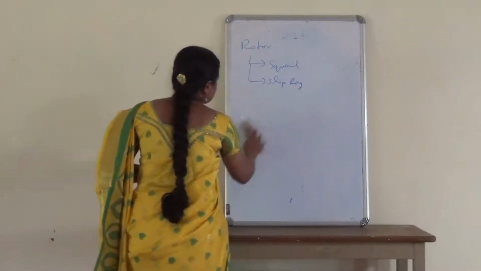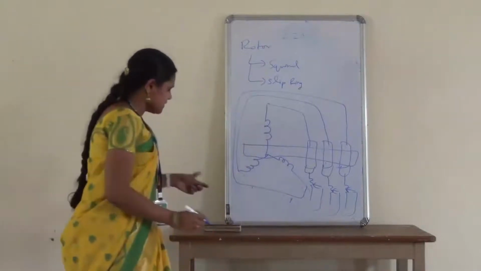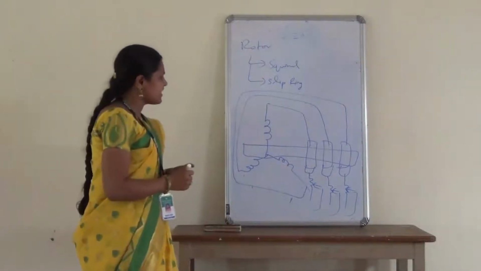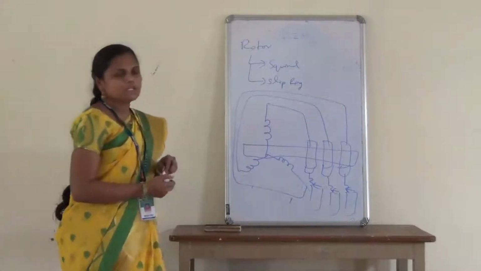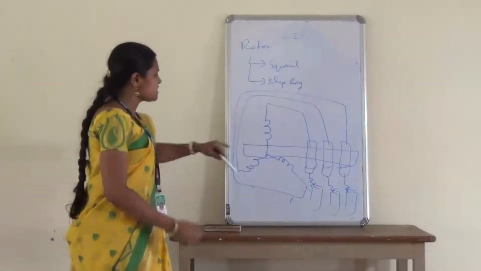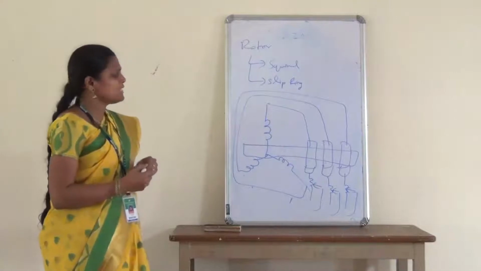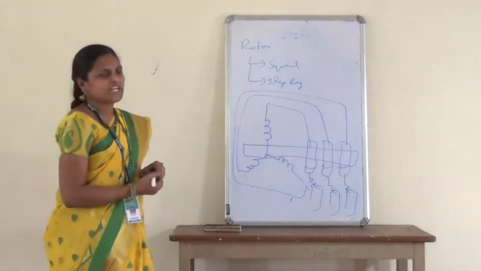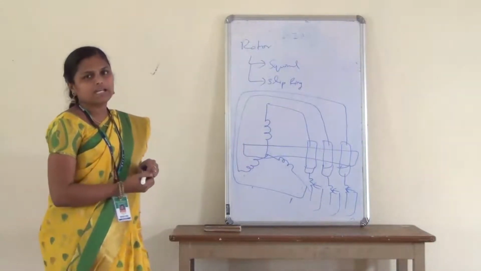Next type of rotor is the slip ring rotor. In this slip ring rotor, one end of the winding is brought together and the other end of the winding is connected to an external rheostat through the slip rings and brushes. The slip rings are connected on the shaft. It is similar to the stator: the three-phase winding is placed in the slots, and it may be star connected or delta connected.